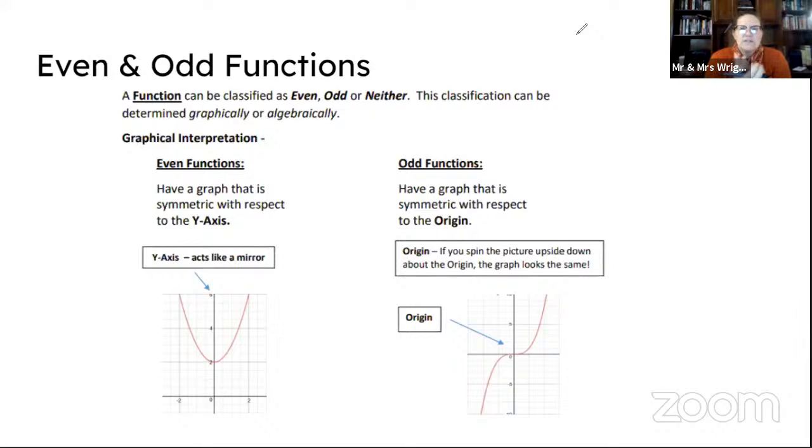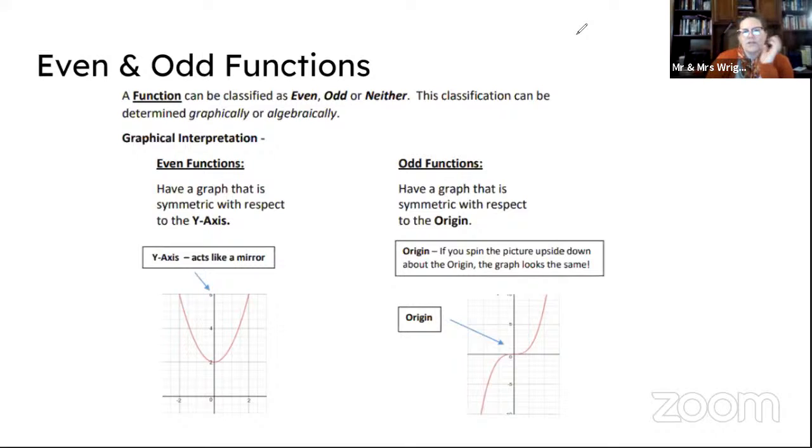So an even function is going to be symmetrical across the y-axis. Remember, the y-axis is the vertical axis. It goes up and down. So essentially whatever you have, if you could fold it closed and the graph lays exactly on top of each other, that's going to be considered an even function. Okay. Then an odd function means that it has symmetry about the origin, or origin symmetry.